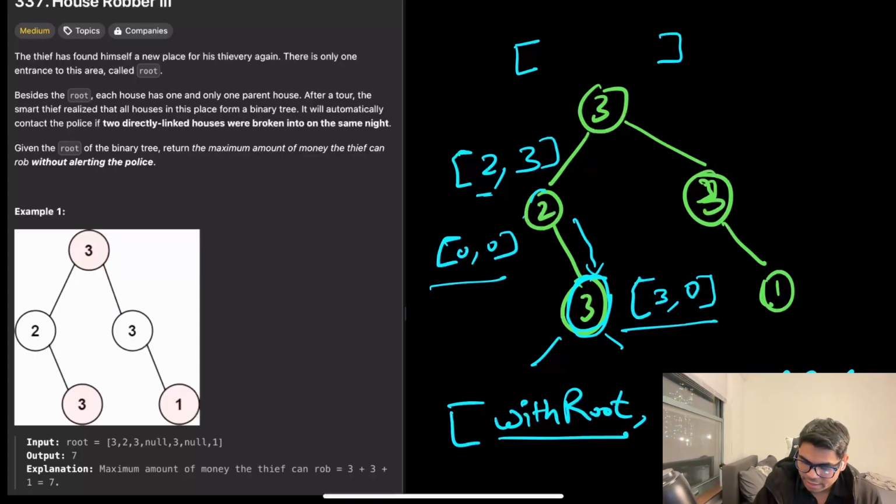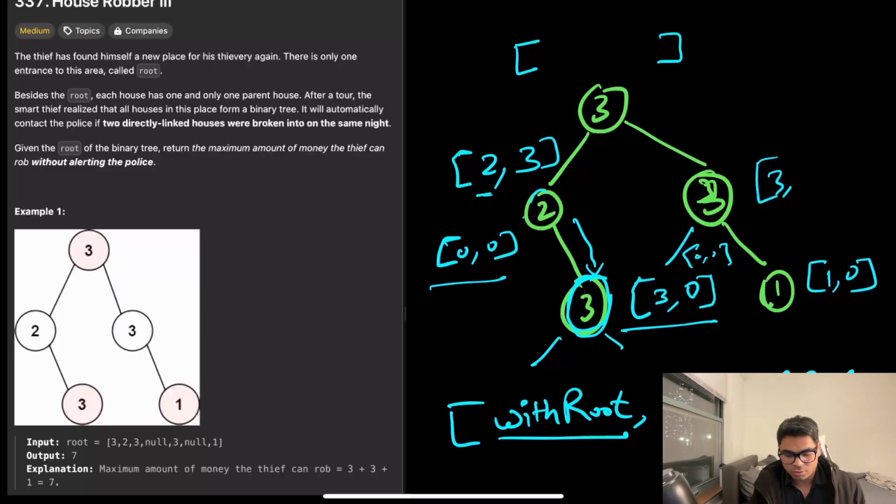Now the same thing will happen over here. This will basically be 1 and 0, and then over here it receives 0, 0 from here, and then at 3 I have the choice of choosing 3 or not choosing 3 but choosing the maximum from here.